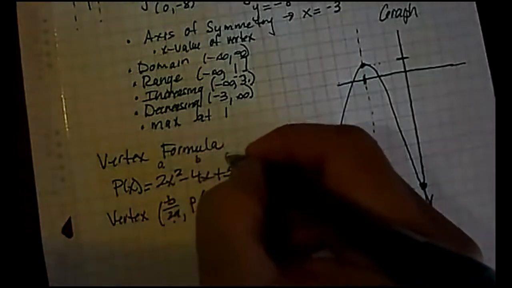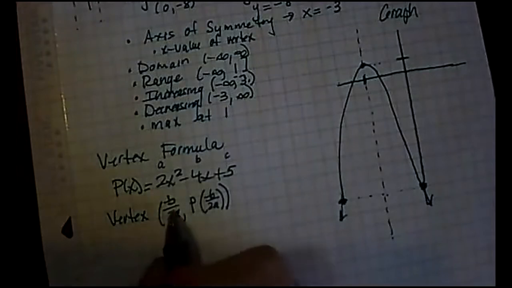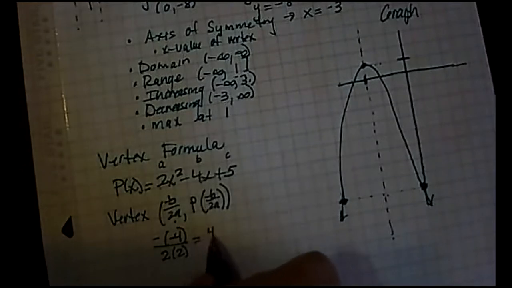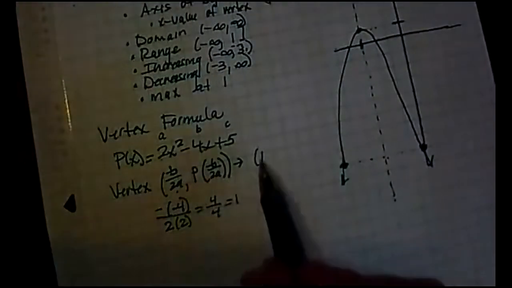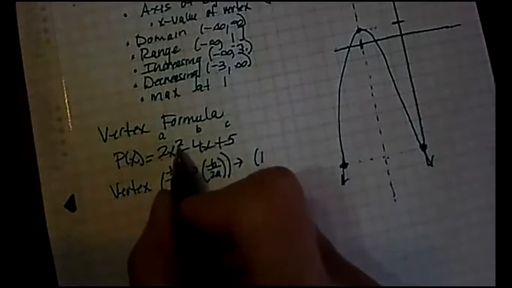So let's do our negative. Remember, this is a, this is b, and this is c. So negative b over 2a. Our vertex is going to be negative b, so negative 4 over 2 times a, which is 2. So that's a positive 4 over 4, which equals 1. So our vertex, our x value, is 1. Okay, now we're going to take what we found and put it right back into this equation. Substitute it in as the x right here. So we're going to put a 1 back in here.